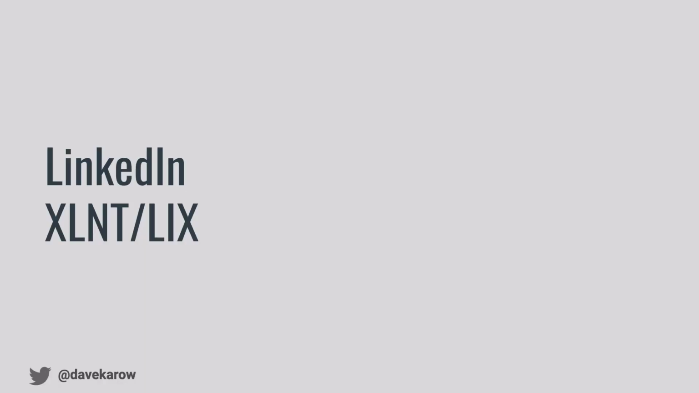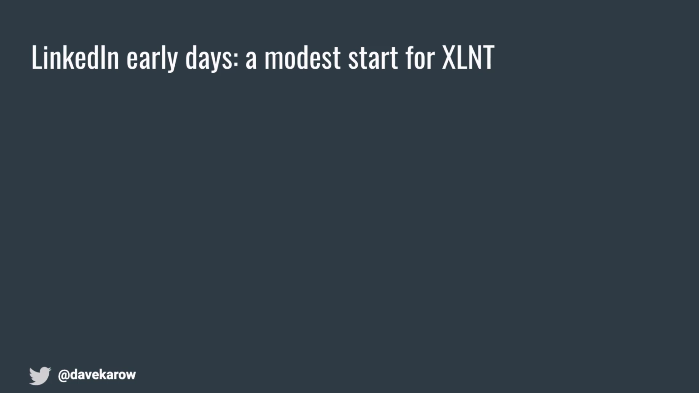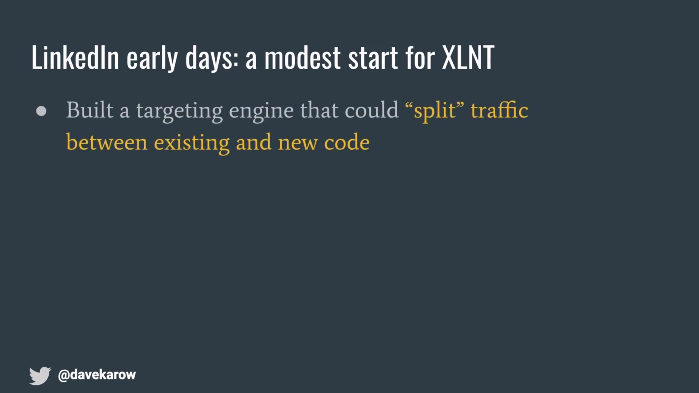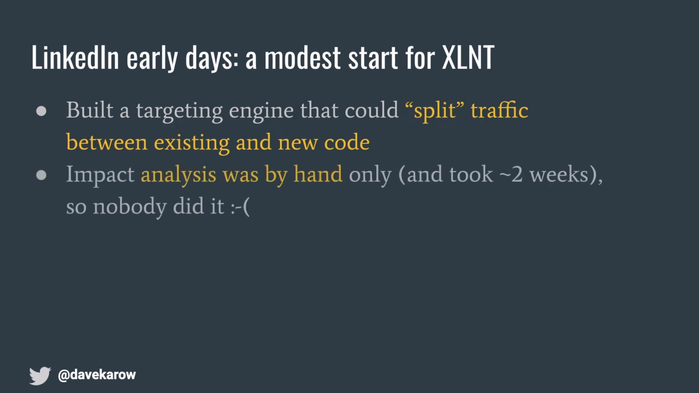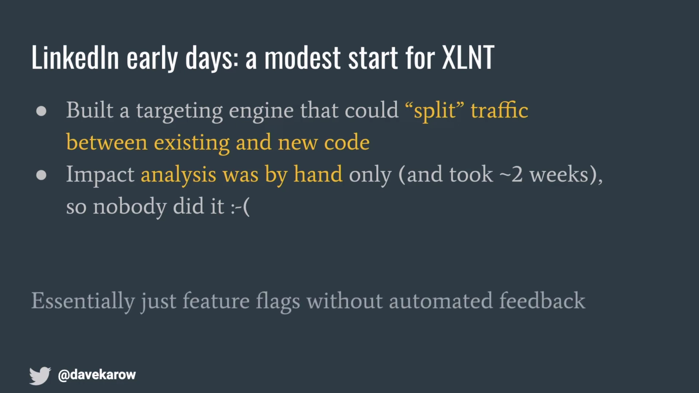So let's move to LinkedIn. They had a system called Excellent, also known as LinkedIn Experimentation, or LEX. In the early days, it was fairly basic. They built a targeting engine that could split traffic between existing code, the status quo, and new code, and they could assign people to that. But the impact analysis was by hand, and by their own admission, it would take about 2 weeks of begged favors to figure out how it went. So they basically never did it, or very rarely, because it was too much work. It was a fire drill. The bottom line is at the beginning, they pretty much had feature flags without the automated feedback loop.